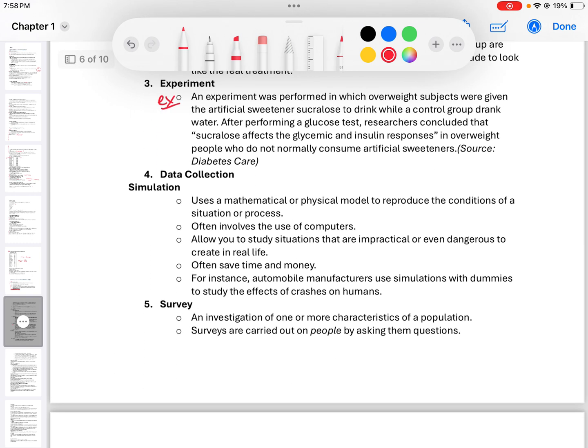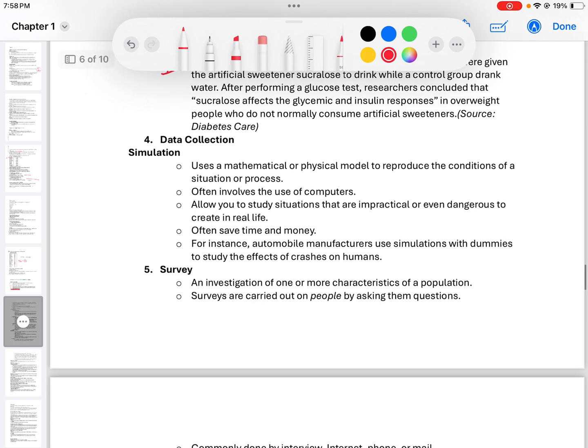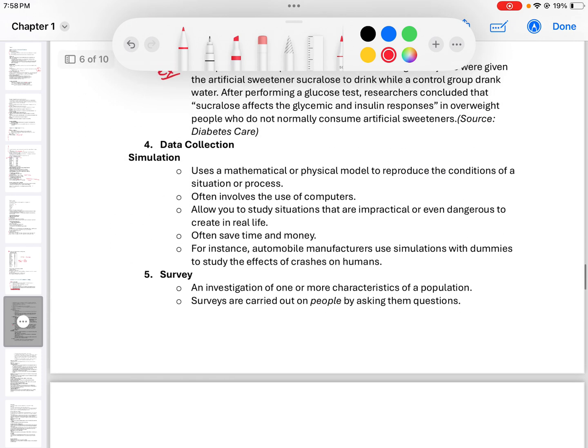Next, we have data collection. So different types of data collection are listed. First is a simulation. This uses a mathematical or physical model to produce the conditions or a simulation of the process. It often involves computers. It allows you to study situations that are impractical or even dangerous to create in real life. They often save time and money. An example of this would be when automobile manufacturers use simulations with dummies to study the effects of crashes on humans.